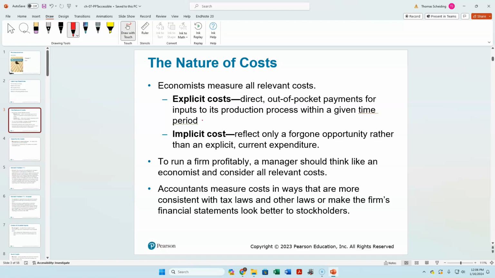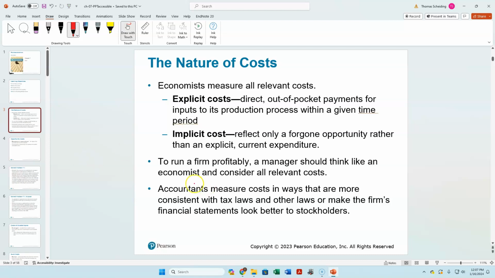They're important to economists because, for economists in general, something that's important is opportunity costs. What opportunity costs do for us is they tell us what we could have been doing instead to make money. So ideally speaking, a manager should be thinking like an economist, both in terms of explicit costs as well as implicit costs in terms of what the company is doing.